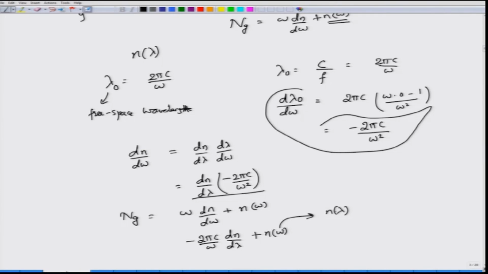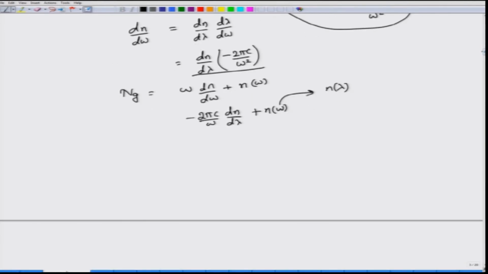Rather than n of omega, we can call this n of lambda, because n can be considered as a function of omega or as a function of lambda, and 2 pi c by omega is nothing but lambda 0. Therefore, this is minus lambda 0 dn by d lambda 0, sorry, this has to be lambda 0 because we had considered this as the free space wavelength, plus n of lambda. This is the group index Ng. Equivalently, I can rearrange the terms and write this as n of lambda 0 minus lambda 0 dn by d lambda 0.